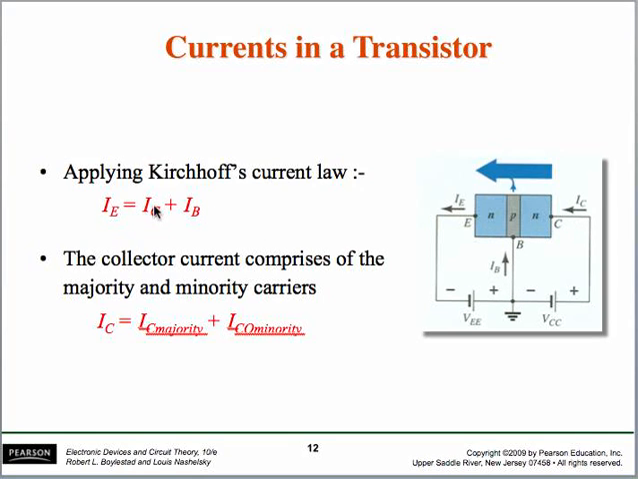So IE is equal to IC plus IB. The emitter current is equal to collector current plus base current. But the collector current comprises of majority current and minority current. But for our purposes, for this course, we will neglect the contribution coming from the minority carriers. We will just concentrate on the majority carriers. So IE is equal to IC plus IB.